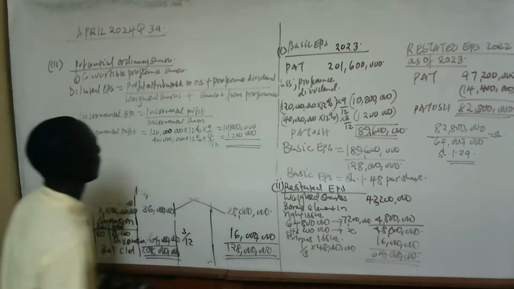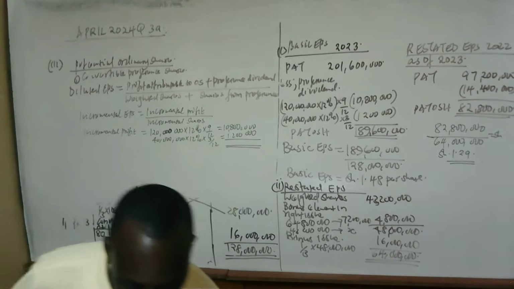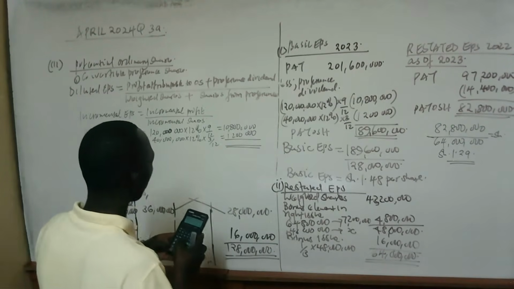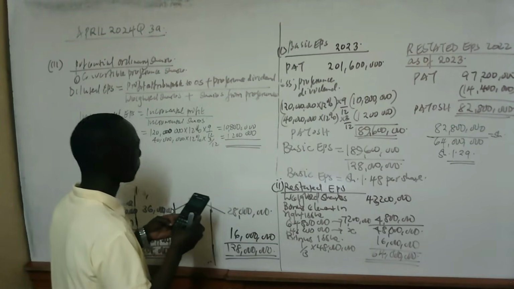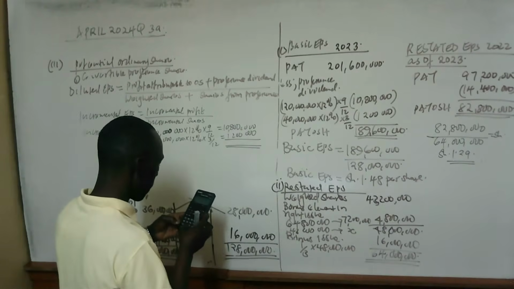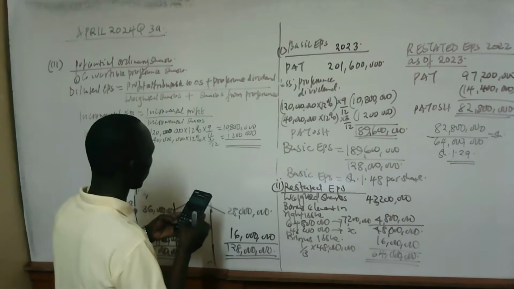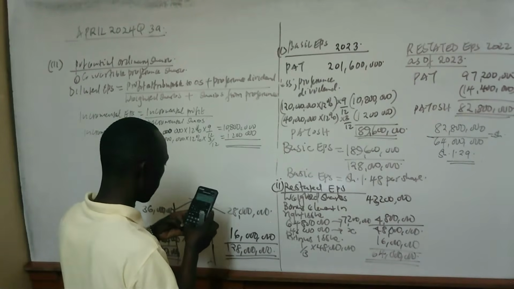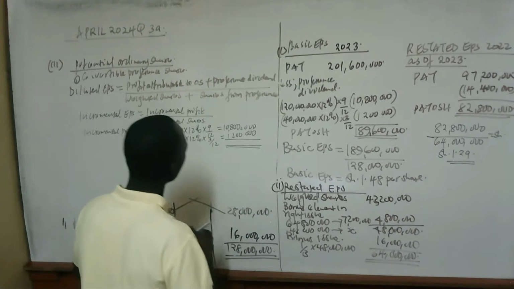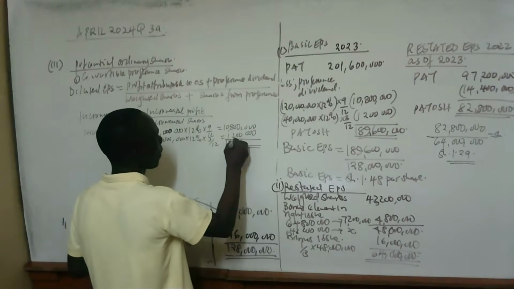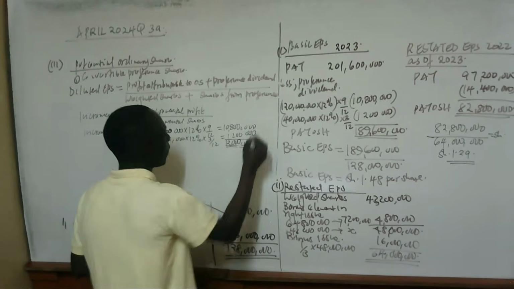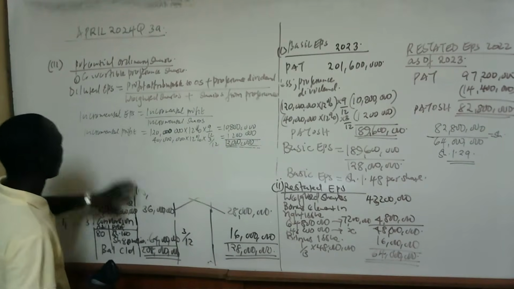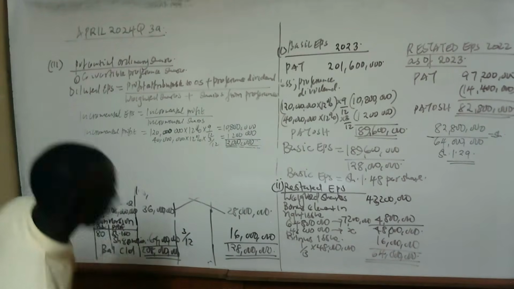This will give us the incremental profit. So our incremental profit will be 10,800,000 plus 1.2 million, so we get 12 million. So here we have 12 million. That is the incremental profit.